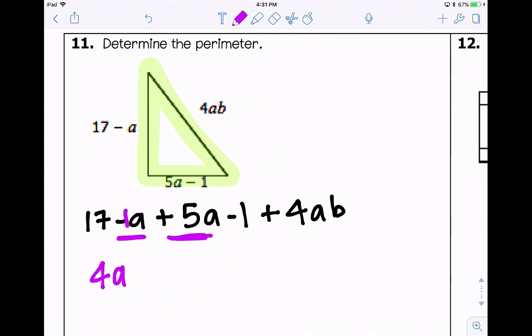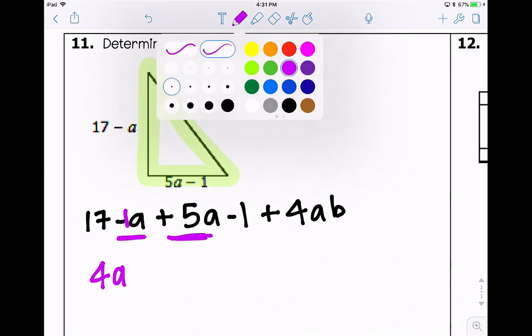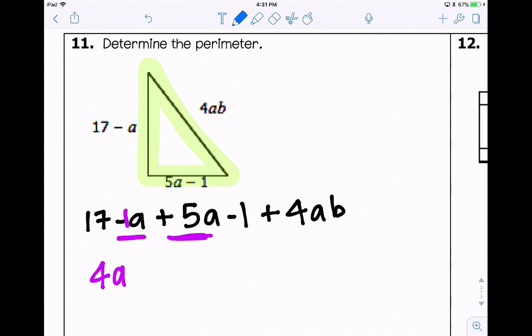All right, and then my next terms, again in alphabetical order, would be the ab terms. So I have positive 4ab, and I don't have any other ab's, so I'm just going to leave that. It's just going to be positive 4ab.